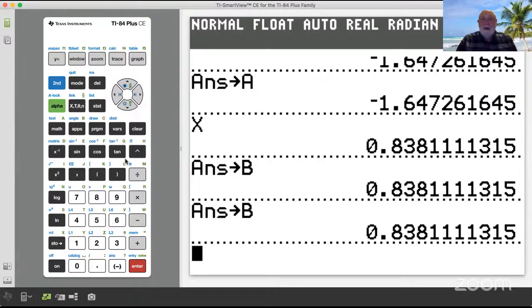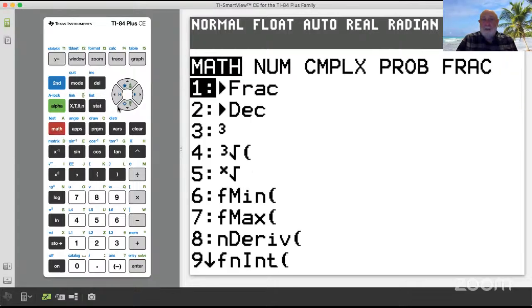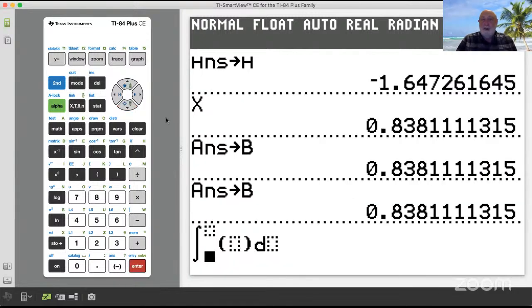Great. And now, finally, we want to go ahead and calculate that area. So I'm going to go ahead and go to the math menu. And what's nice is I've got both my functions stored away, the formulas for them, as well as those two intersection points. So if I pull up that integral template, I can actually put in A and B as my limits of integration.